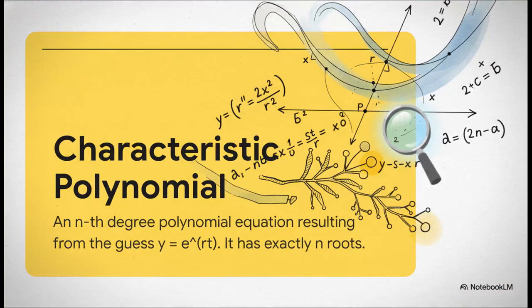So, when we make that substitution, what we end up with is something called the characteristic polynomial. And here's the most important part. We've just turned a differential equation problem into a problem of finding the roots of a polynomial. And hey, we've been doing that since algebra class. Thanks to the fundamental theorem of algebra, we know that an nth degree polynomial is going to have exactly n roots. We just have to find them.